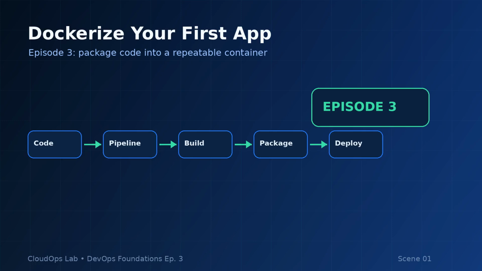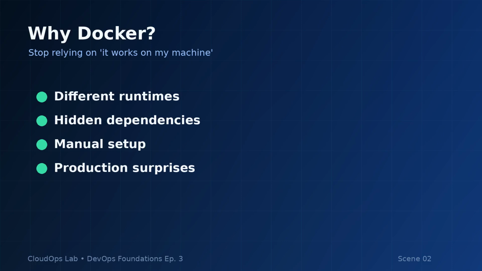Docker helps package an application with the runtime and instructions needed to run it consistently. The main problem Docker solves is the classic sentence, "It works on my machine." Without containers, one developer might use one version of Node, another might use a different version. Staging might have different system packages, and production might behave differently again. Docker gives you a more repeatable unit of software.